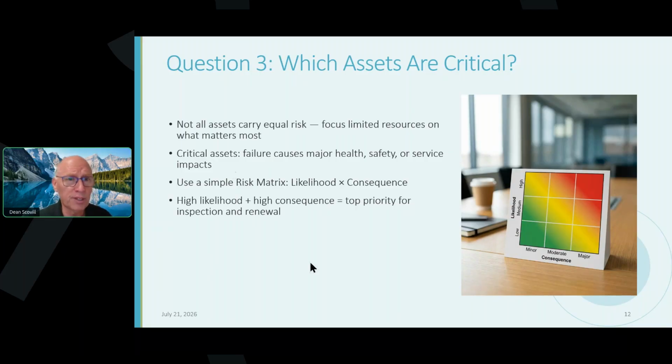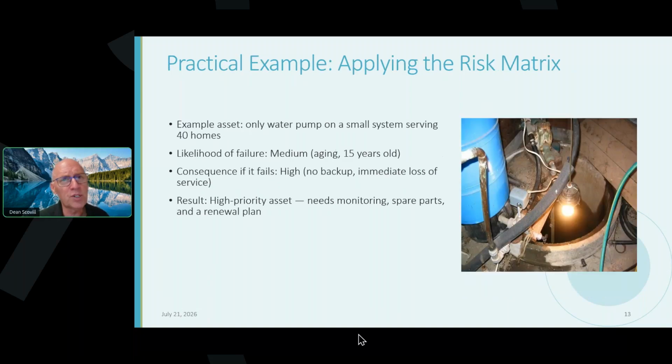So here, what do you think of this slide, this picture right here? This is actually one of the inspections I did many years ago. What's the likelihood of failure?